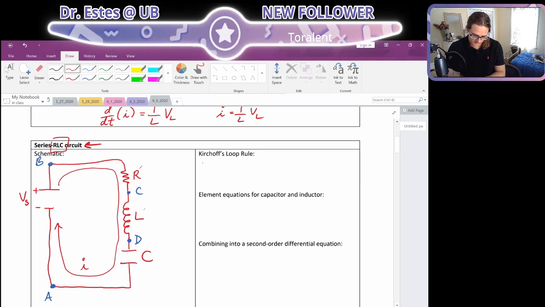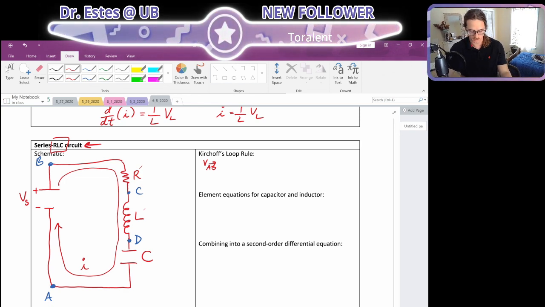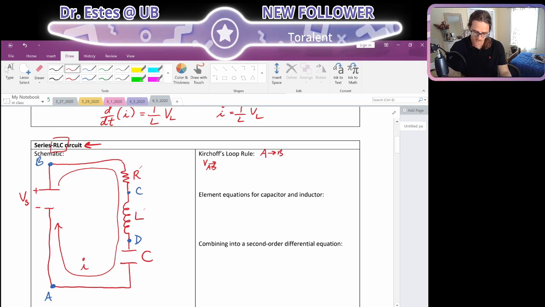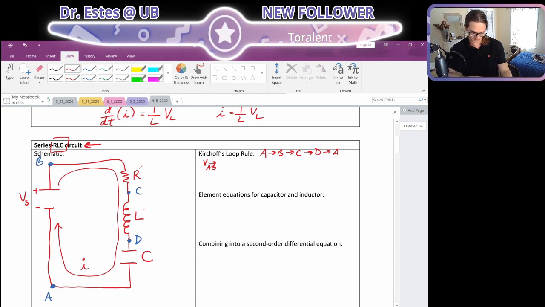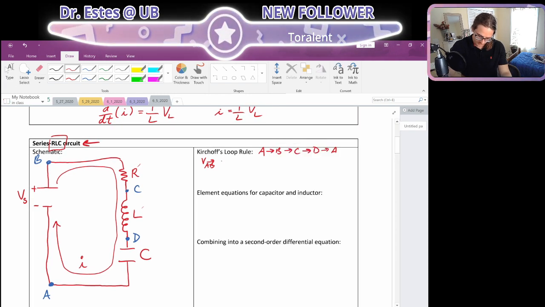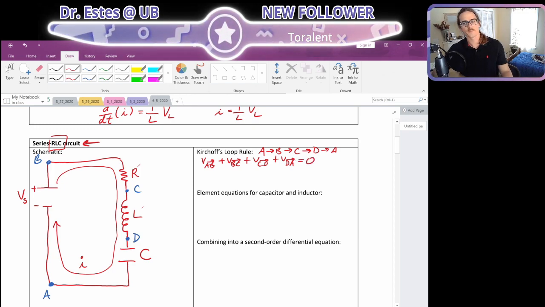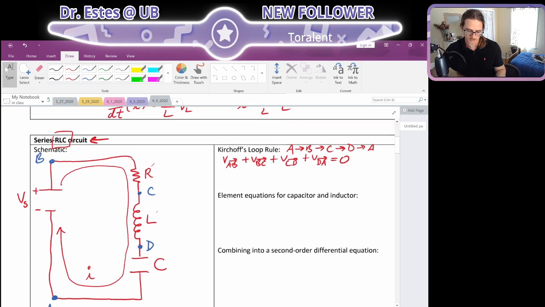So let's use the loop rule. The loop rule simply states this: if you sum up the voltage rises and drops going around a loop, it should add up to 0. So I'm going to do this loop from A to B to C to D back to A. If I go from A to B, then across the resistor from B to C, across the inductor from C to D, and then across the capacitor from D to A, all of those voltage rises and drops should add up to 0.